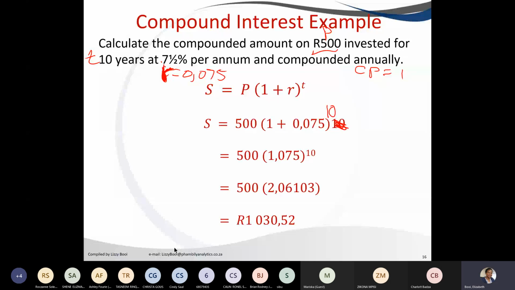Are you happy? Can I just ask, if we were told that the amount was compounded quarterly, then would we have had to divide 10 by 4 and 7 by 4? You will multiply 10 by 4 and divide 7. That will be a T. Yes, and this we will divide by 4. You are right. Okay, thank you.